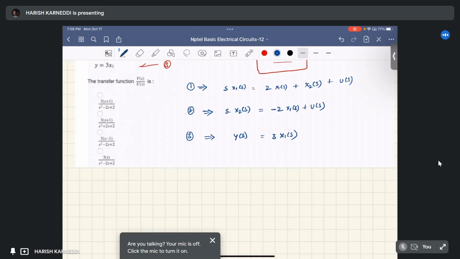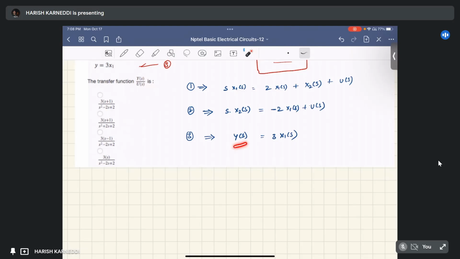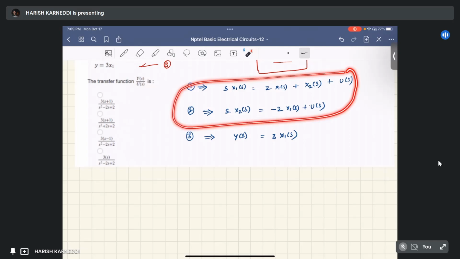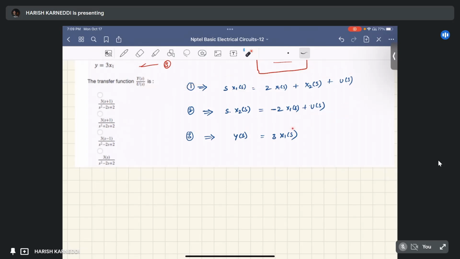However, we want y of s by u of s. There is no direct relation between y of s and u of s: y of s is in equation 3 and u of s is in these two equations, so we cannot relate them directly. However, y of s is related with x1 of s, and u of s is related with x1 of s. So we will find x1 of s in terms of u of s, and we are going to substitute in this.